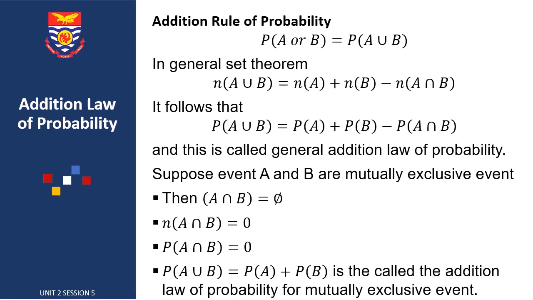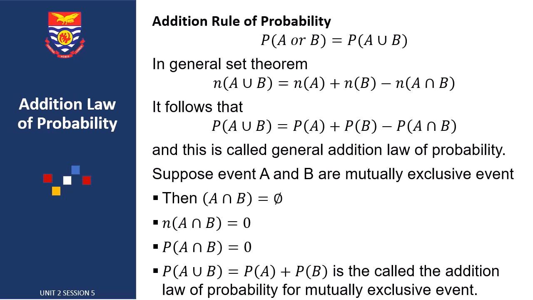Addition rule of probability. Now we talk about the addition rule of probability. These rules are used to determine the probability of two or more events. For instance, the probability of A or B is the same as the probability of A union B.